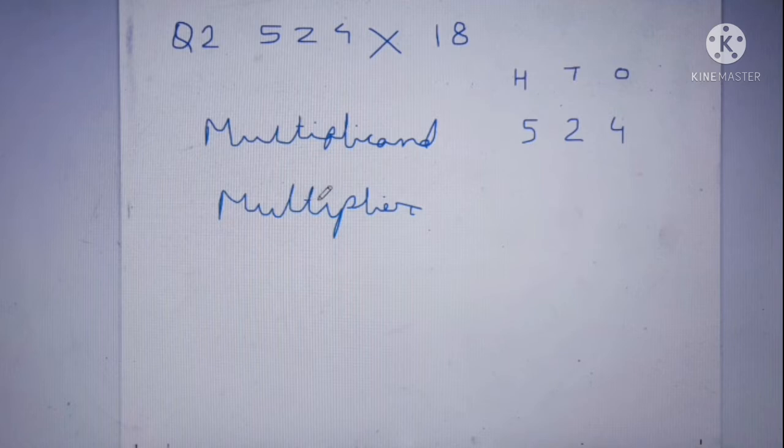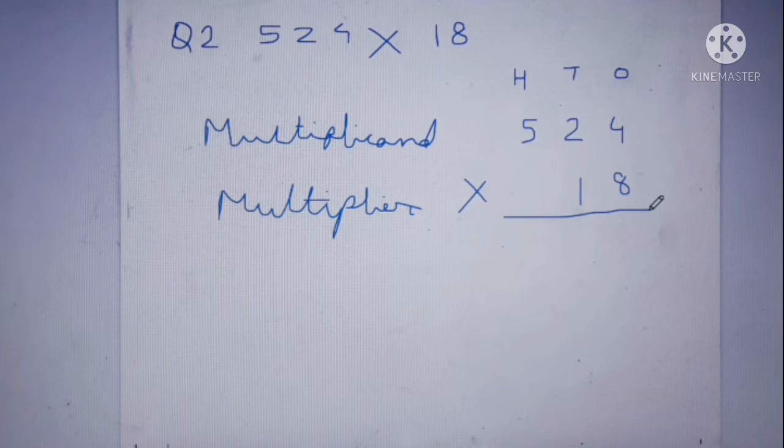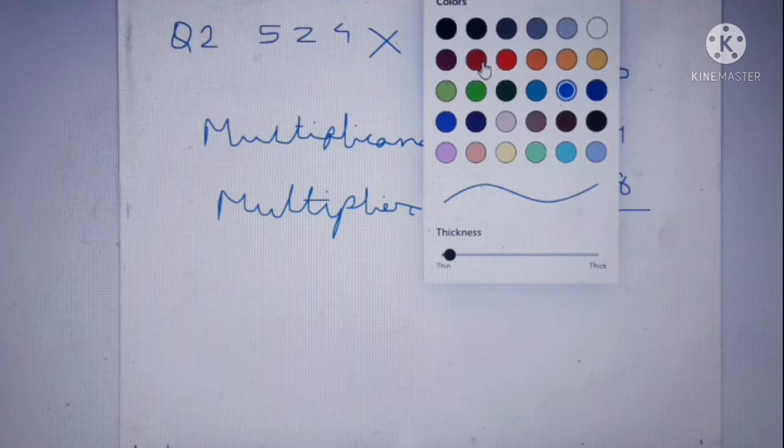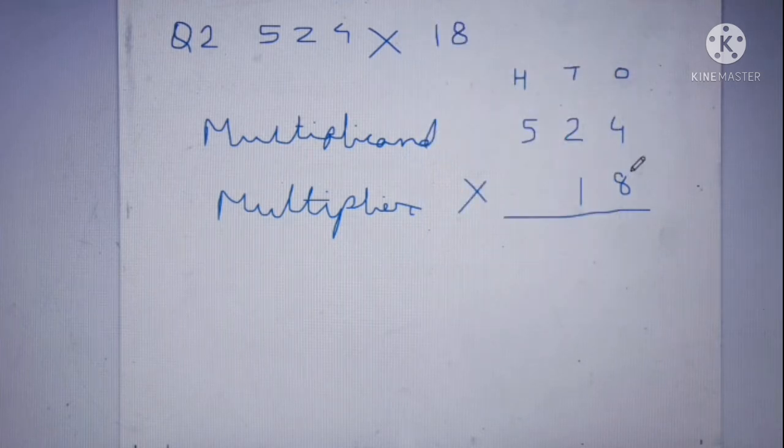So 18 means 1 ten and 8 ones. Give the multiply sign. Now let's multiply. So children, 18 we cannot use both together. So for this we will use which multiplier first, children? We are going to use first 8. We will multiply first with 8.